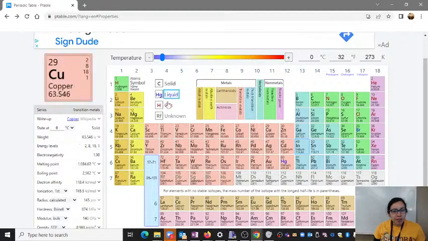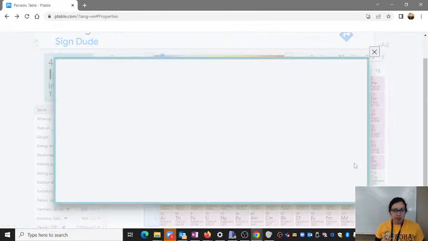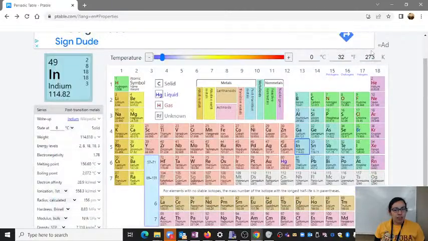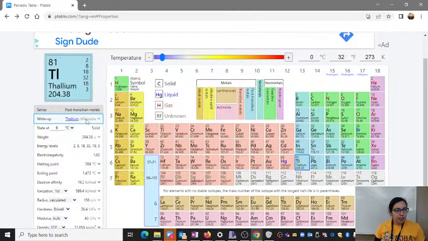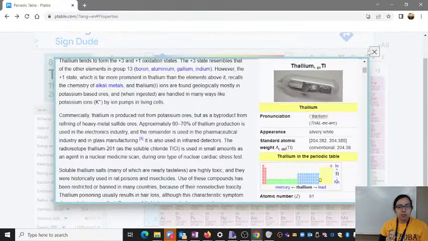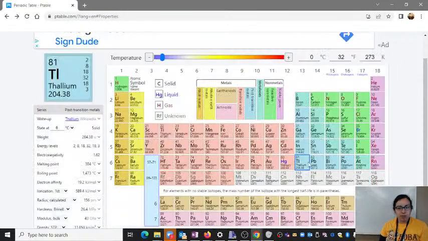And then indium, I don't have anything too interesting about indium. And then thallium. I like mentioning thallium because it is toxic. Thallium compounds are toxic. They can also lead to hair loss. That's one of the symptoms of thallium poisoning. So just fun facts with that. So be careful.